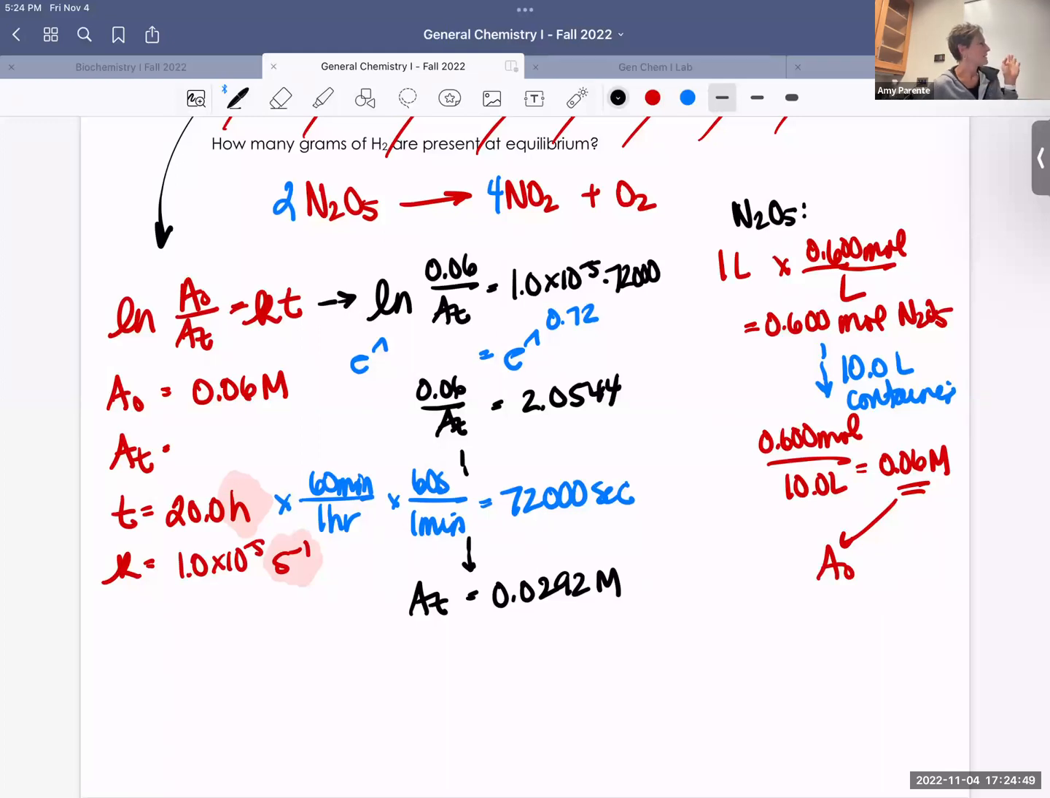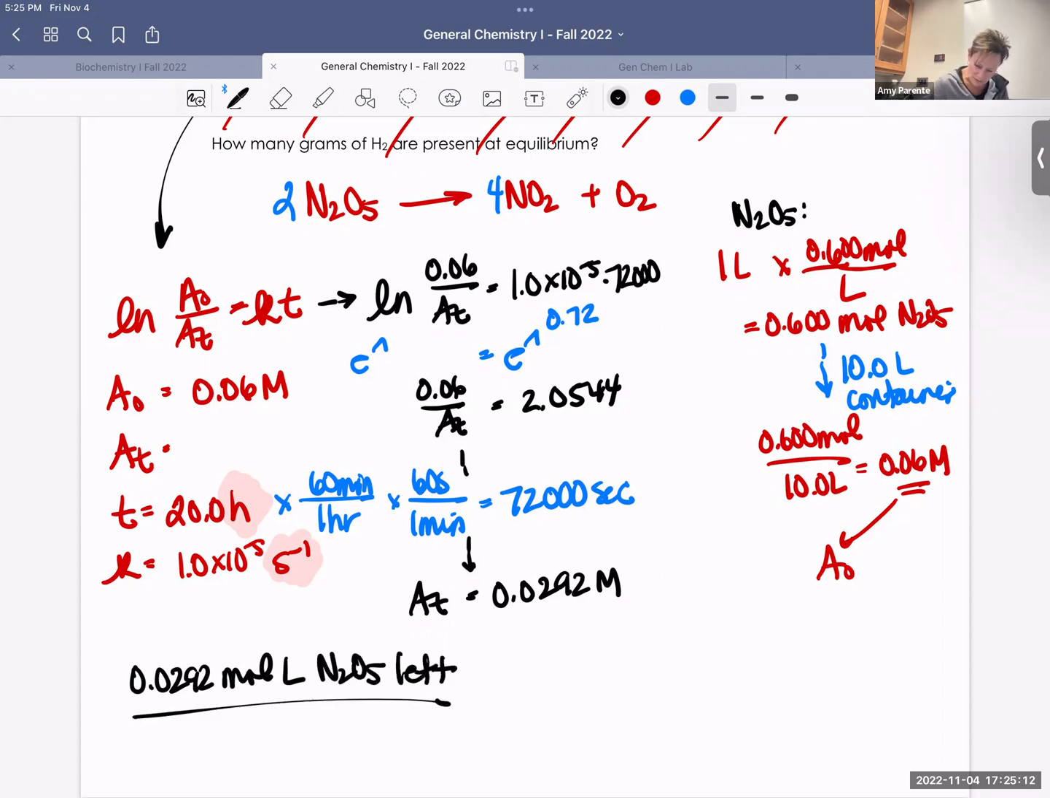Okay. So telling me how much is left right now does not allow me to do stoichiometry. I need to know how much has reacted. See if this makes sense with what we're going to do here. I know that I've got 0.0292 moles per liter of N2O5 that are left. Sorry, I should put this in the denominator because this is the concentration. So that's how much is left.